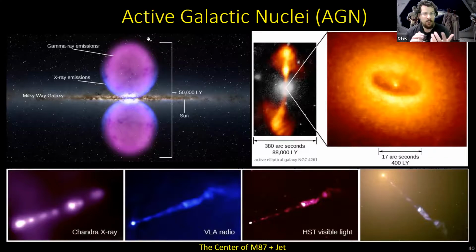Another way is to have a black hole that's not accreting. If it's a black hole that was there for a very long time, but it cleared off all of its environment, then it would not be accreting, and it would be, again, kind of a dormant black hole.